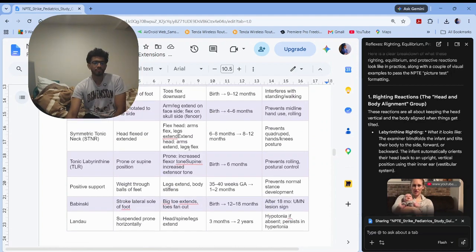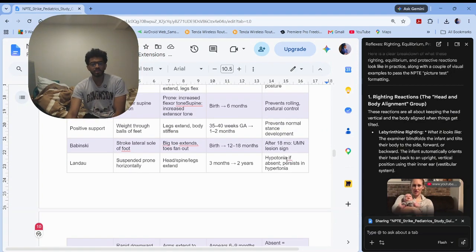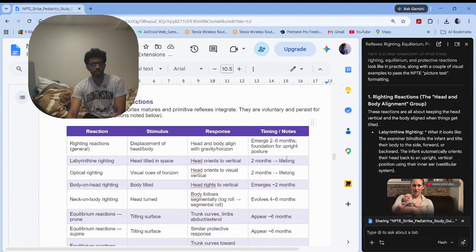And if you watched the video earlier, you probably understood what primitive reflexes are. Now we are looking into the postural righting reaction. These are reactions that are voluntary and persist for life, okay, with some exceptions that we are going to explain.